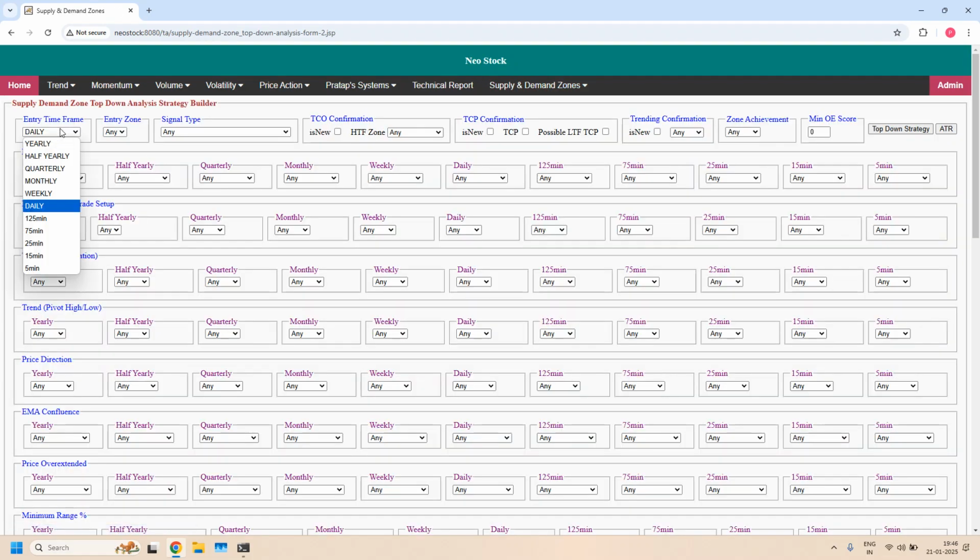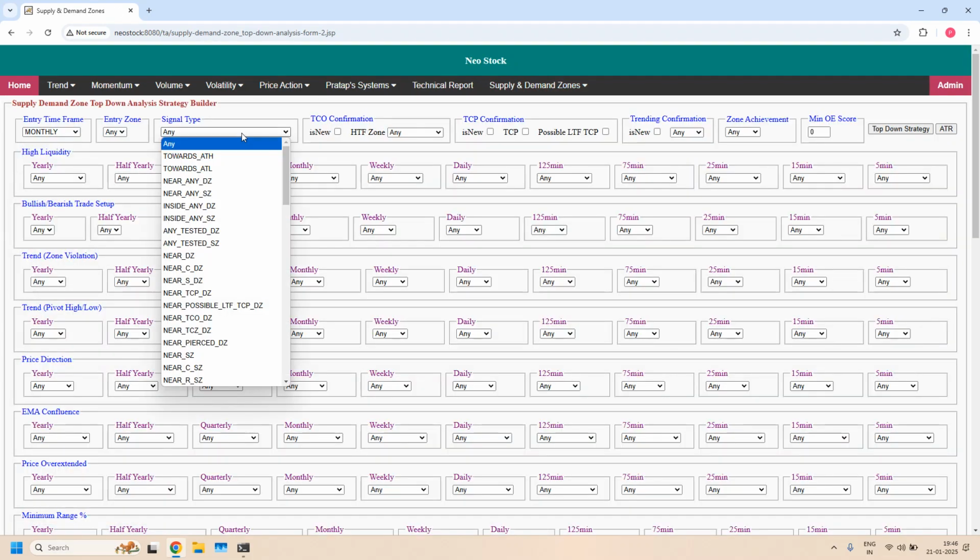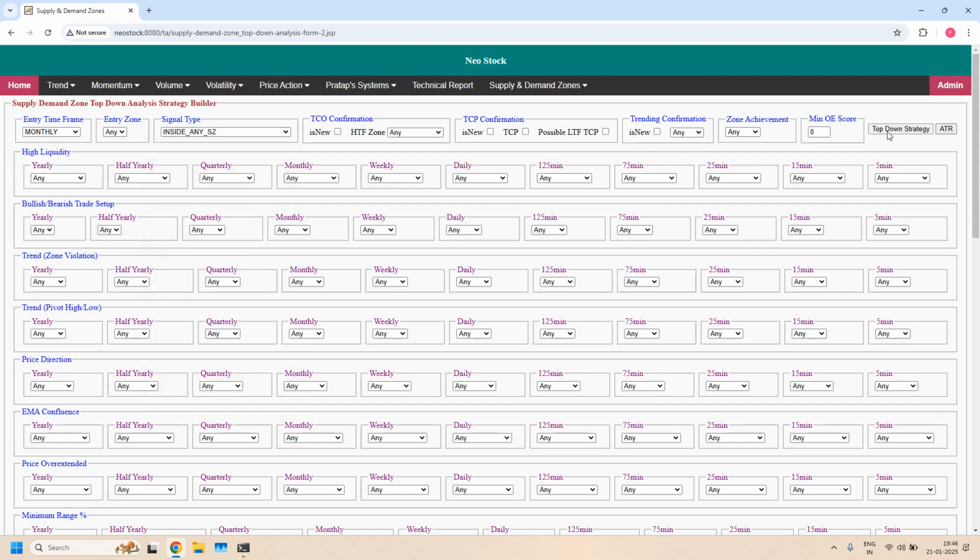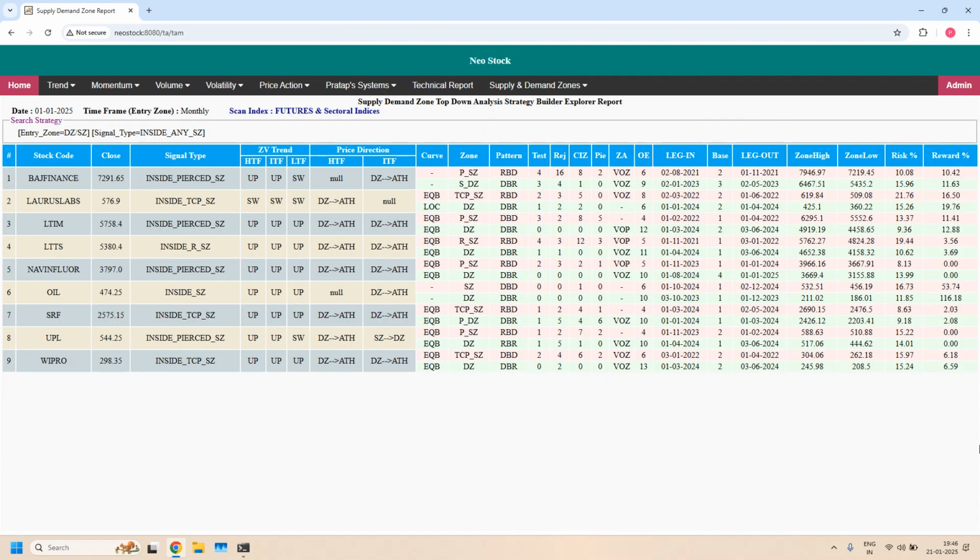Next, monthly time frame. Price closed inside the monthly supply zone. We got 9 stocks.